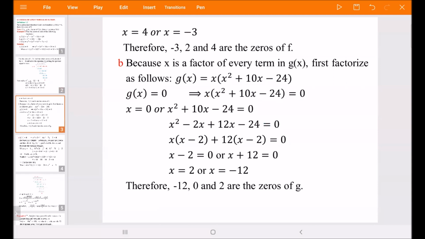So the 3 zeros of this polynomial become minus 3, 2, and 4, which are all the factors of the constant term 24. Minus 3 is a factor of 24 because minus 3 times minus 8 is 24. 2 is a factor of 24 because 2 times 12 is 24. 4 is a factor of 24 because 4 times 6 is 24. So minus 3, 2, and 4 are the zeros of this polynomial. If you have any question, before we pass to the next example.